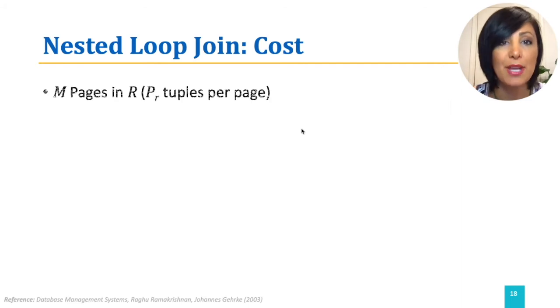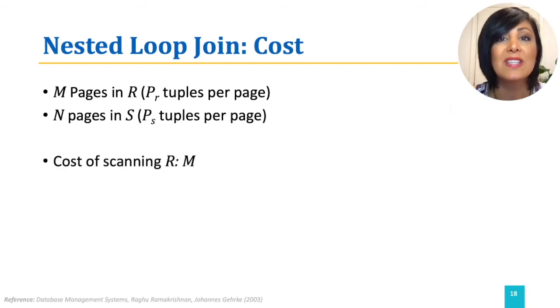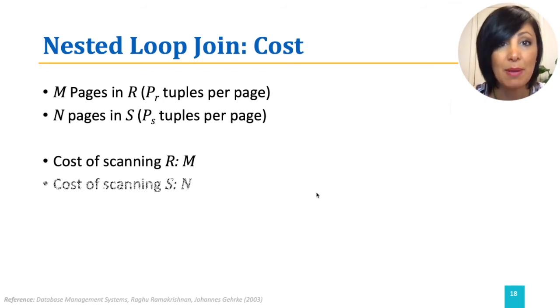Assume we have m pages in relation R, each page containing PR tuples. Also, assume we have n pages in relation S, each page with PS tuples. A quick reminder here that we are considering cost in terms of I/O operations. Since relation R has m pages, the cost of scanning relation R will be m I/O operations. And since relation S has n pages, the cost of scanning relation S will be n I/O operations.